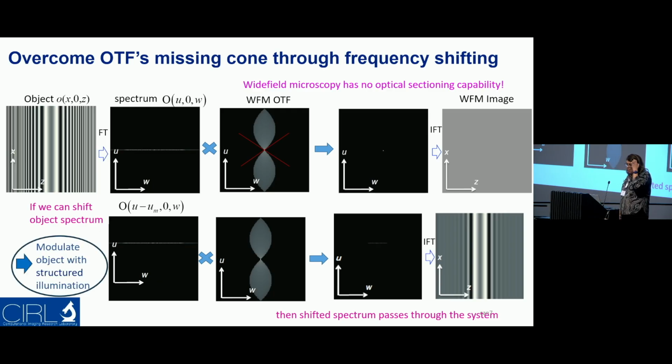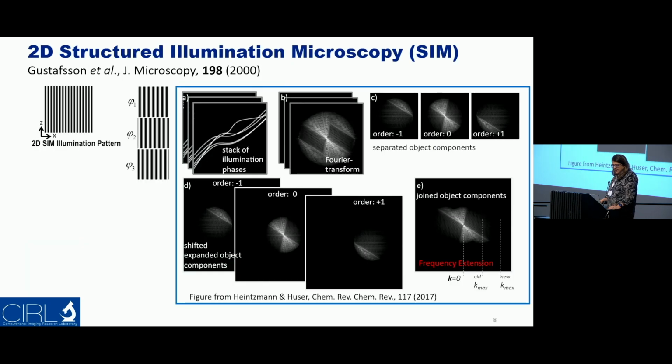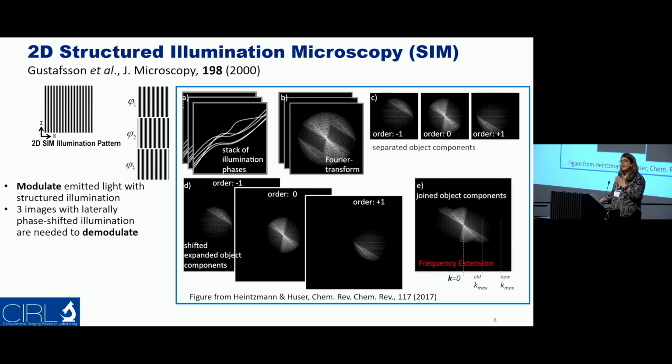So as we know, we can accomplish this phase shifting through modulating the object with structural illumination. So that's the basis. And in 2000, the late Mats Gustafsson showed that you can use a two-dimensional sinusoidal structure pattern to illuminate a sample by laterally phase shifting the illumination. You can get phase diverse images, which you really need to demodulate the information being captured.